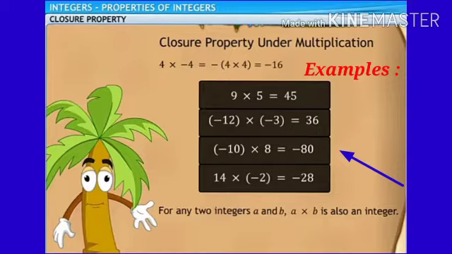Similarly, 9 and 5 are integers. The product of 9 and 5 is 45, which is also an integer. Thus, the product of any two integers is always an integer. We can say that integers are closed under multiplication. This property is known as closure property of integers on multiplication. Therefore, for any two integers a and b, a into b is also an integer. Here I have given some examples.